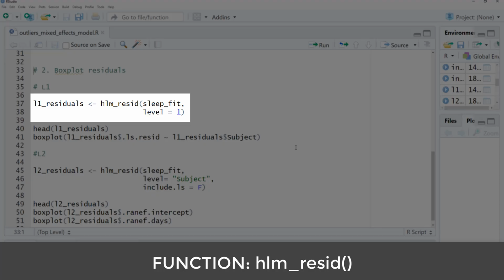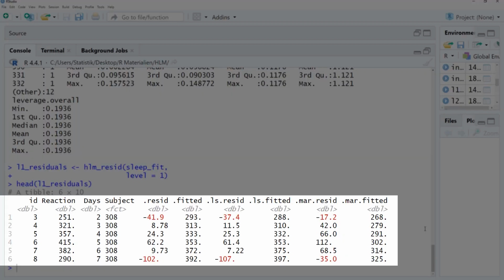For that we use the nlme resid function from the same package, again with the fit object and the level. And here we get all kinds of residuals and fitted values. There are two kinds of residuals we could use for the outlier analysis. Here the resid and here the ls resid. Resid is a so-called empirical Bayes estimate resulting from the full model estimation. That has the possible disadvantage that level 2 effects and level 2 residuals can influence the estimate of level 1 residuals. For that reason I would prefer the ls residuals.